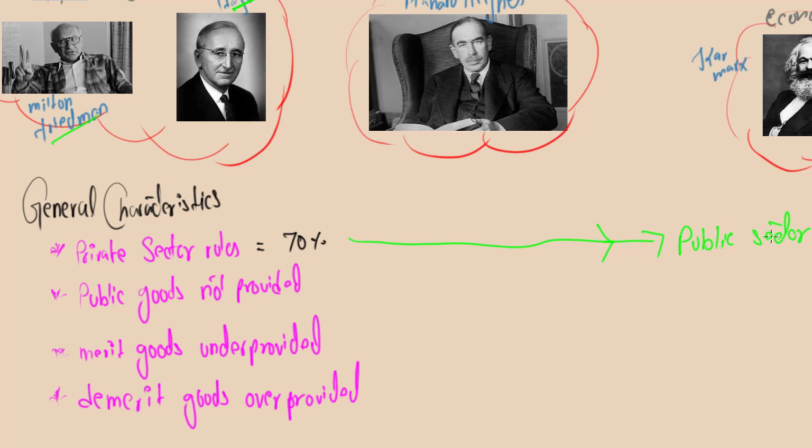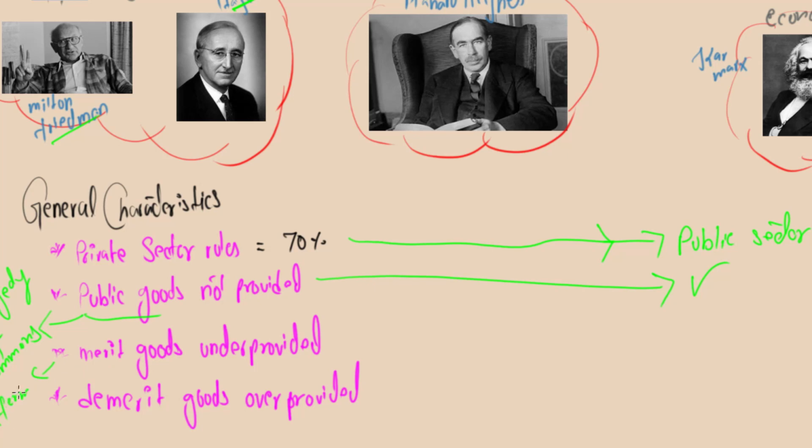In a market economy, public goods are not produced. Why are they not produced? We'll go through that later, but they are not produced due to the problem known as the tragedy of the commons. In a command economy, they are produced, so we don't have a problem with public goods. Merit goods are underprovided in a market economy, again because of information failure and the tragedy of the commons.